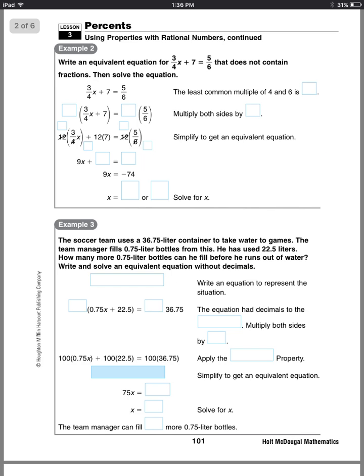Write an equivalent equation for 3/4 x plus 7 equals 5/6 that does not contain fractions, then solve the equation. I'm going to be honest with you. This is difficult stuff. Okay?